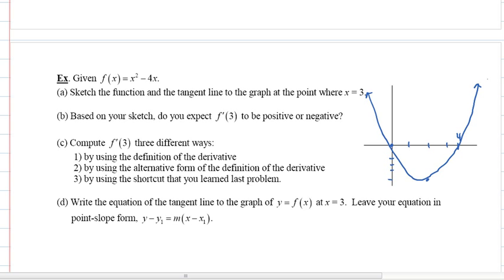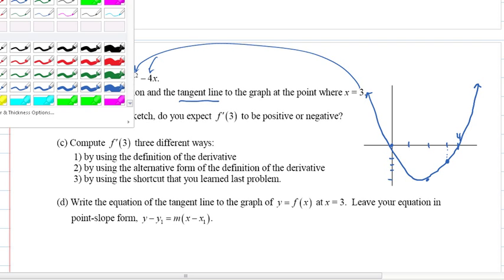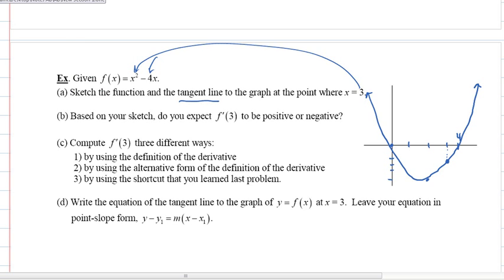Then it says, and the tangent line to the graph at the point x equals 3. So here's 3. I don't know what that point is, but you can graph that point by plugging in 3 into your x's here. We have to graph the tangent line. It's just a sketch. It doesn't have to be perfect, but we know that a tangent line touches the curve at one point, so it would be something like that.